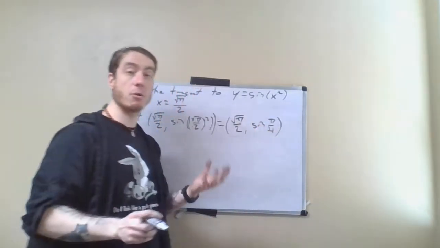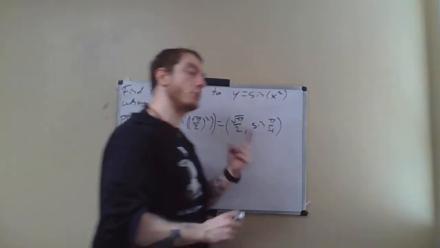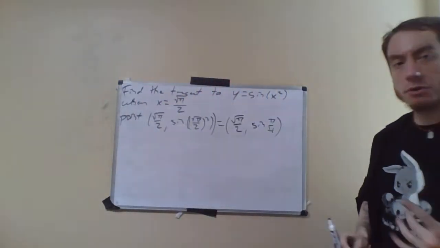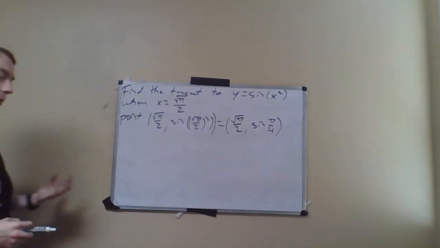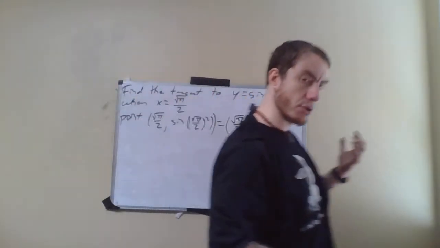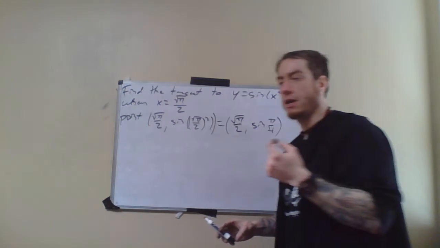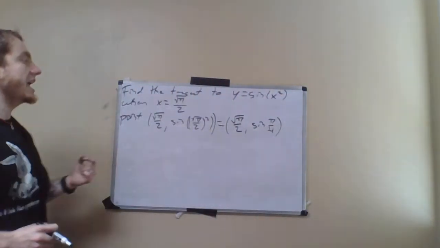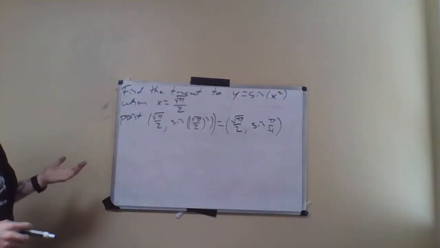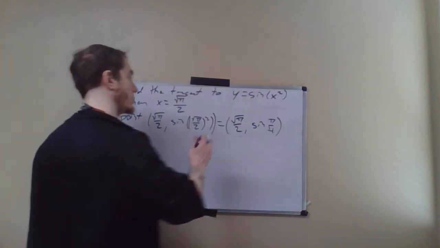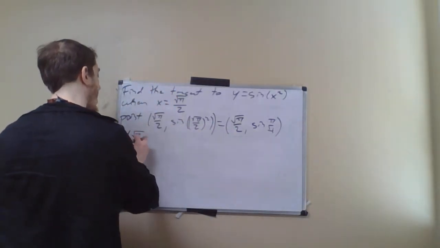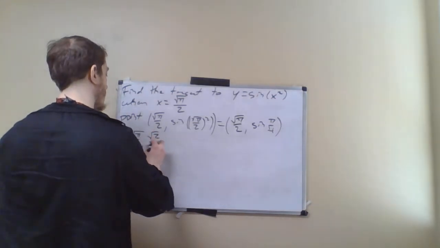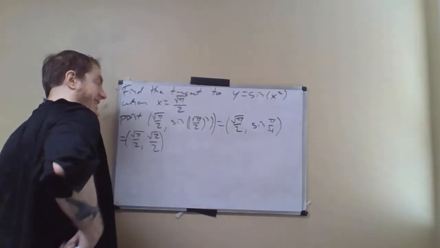Now, does everybody remember sine of pi over 4? Do you remember your unit circle stuff? If you don't, you may want to go back and look that stuff up again, because it is going to be important for us to remember those things about trig functions. And sine of pi over 4 is actually just going to be square root 2 over 2. So this is going to become square root pi over 2, square root 2 over 2. So there is my point.